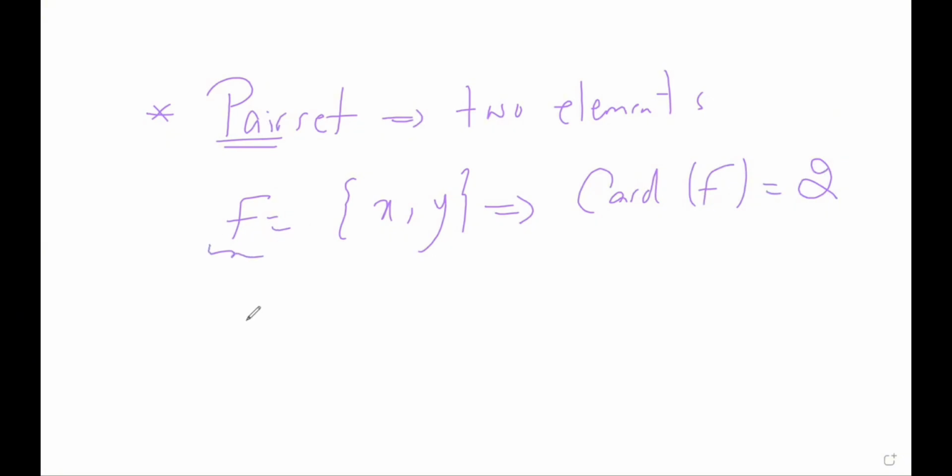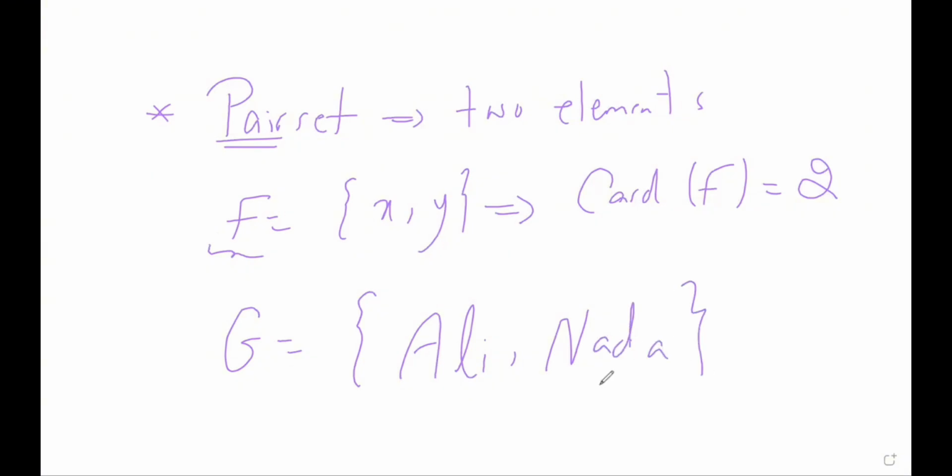Another example, if we have G, it contains the names, let's say Ali and Nada. So these 2 names, then G is called a pair set, and it has a cardinality equal to 2.